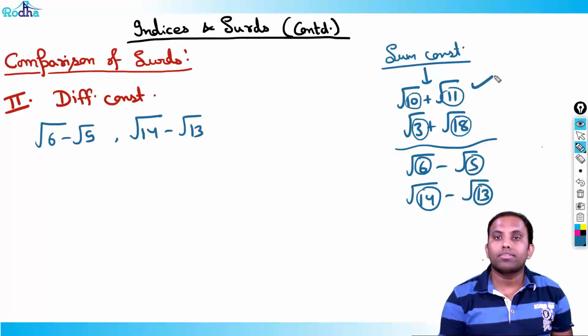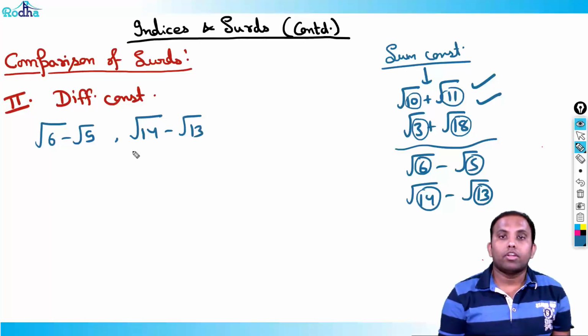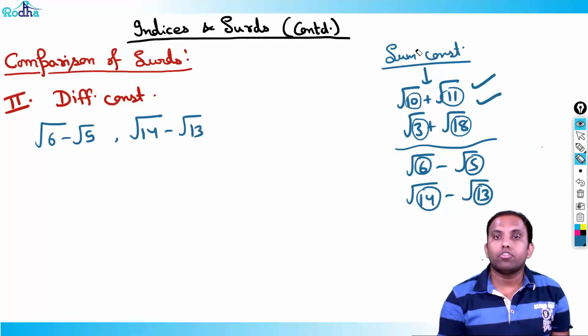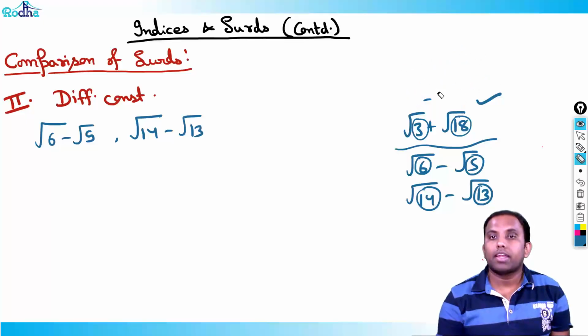Here without the root, sum is constant. Here without this root, difference is constant. 6 minus 5 is 1, or 14 minus 13, this is also 1. So how to solve this kind of question? Okay, how to solve it? So we'll learn again, we'll create a direct shortcut for it.